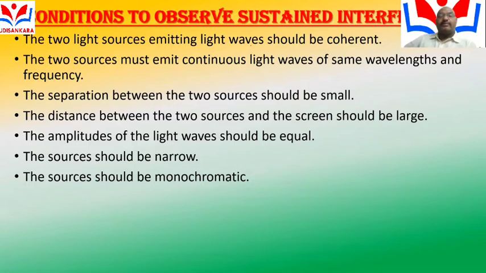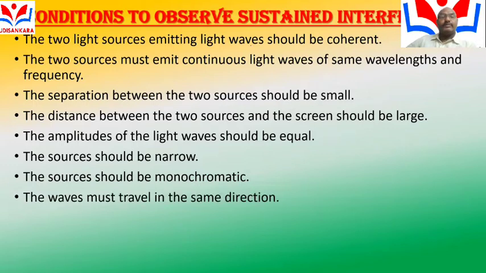It is a single beam of light that passes from one place to another. The amplitude of the light waves should be equal, meaning the wave propagation of light from one place to another needs equal amplitude. The waves must travel in the same direction.